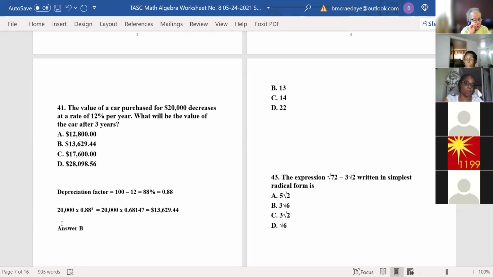Yeah, that one's a little involved, but depreciation problems are always exponential factors, okay? You have to raise the depreciation factor to a power representing the number of years you've had, in this case the car, 3 years. That's why we have the third power. Okay. So we can do this on the calculator.